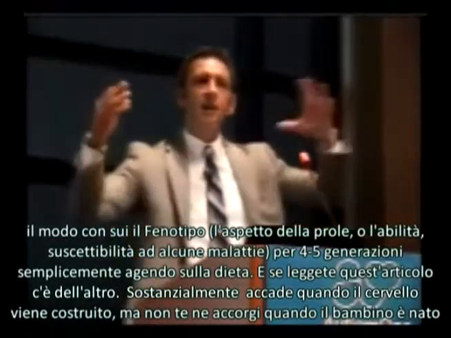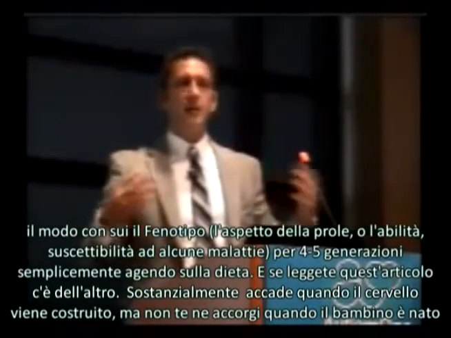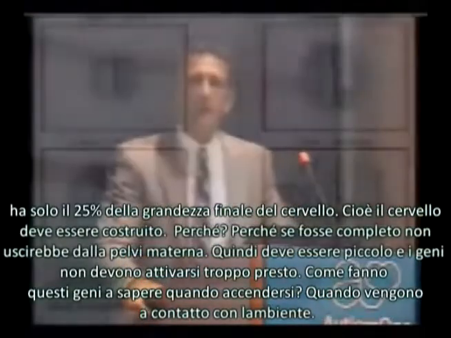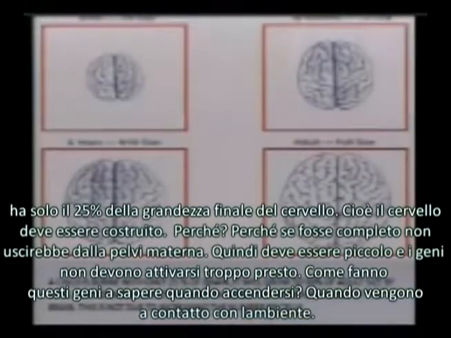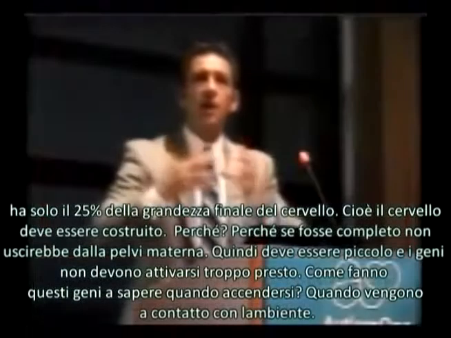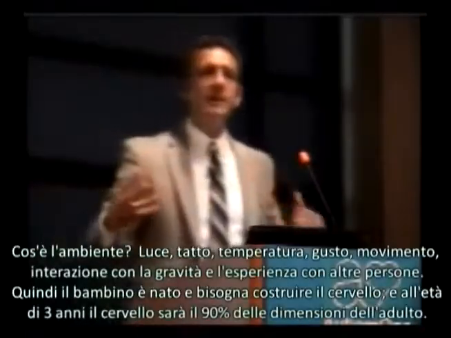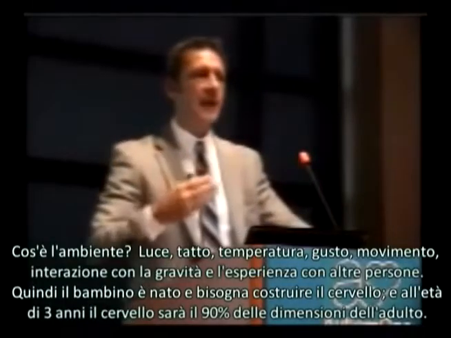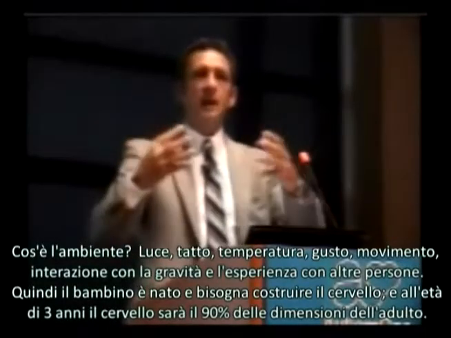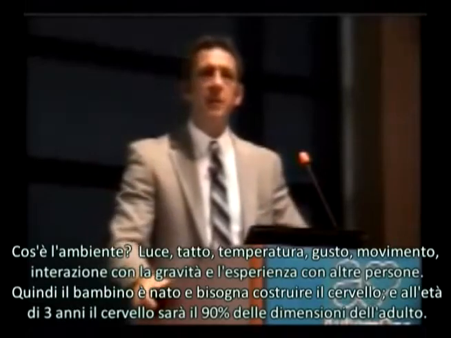Essentially what happens is, when the brain is being built, you don't realize that when the child is born, they only have about 25% of their brain there. That actually the brain needs to be built. Why is that? Because if it was fully built when it came out, we would never get out of the mother's pelvis. So it needs to be small, and we need to make sure those genes don't turn on too early. So how do the genes know when to turn on? When they come in contact with the environment. What is the environment? Light, sound, temperature, taste, touch, movement, gravity, interaction and experience with other people.